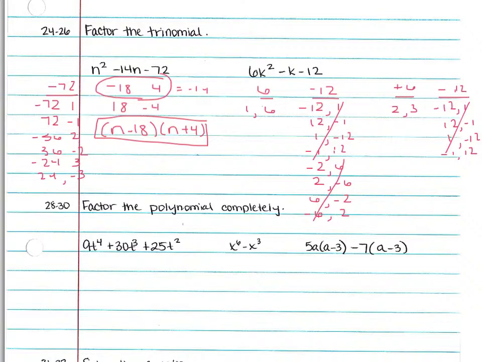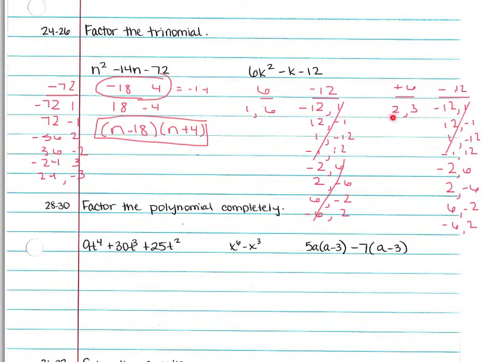Let's try 2 and 3. Use the same numbers. Negative 2 and 6. 2 and negative 6. 6 and negative 2. Negative 6 and 2. These numbers seem a little bit more reasonable, so maybe we're on the right track. We still have another set of factors that we can try if these don't work.